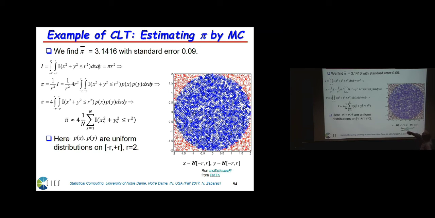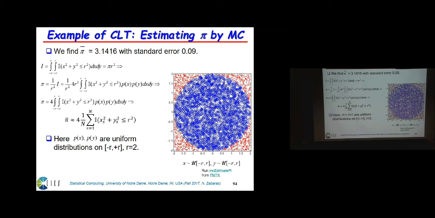Do you agree with me that this is the indicator function that x squared plus y squared is less than r squared? The integral is from minus r to r. So this is a box from minus r to r, here r equal to 2. Yes, the box is from minus 2 to 2, but this is a circle, all right? So what does this integral give you? It gives you the area of the circle, which is pi r squared. We agree? All right. So pi is 1 over r squared of this integral, all right?